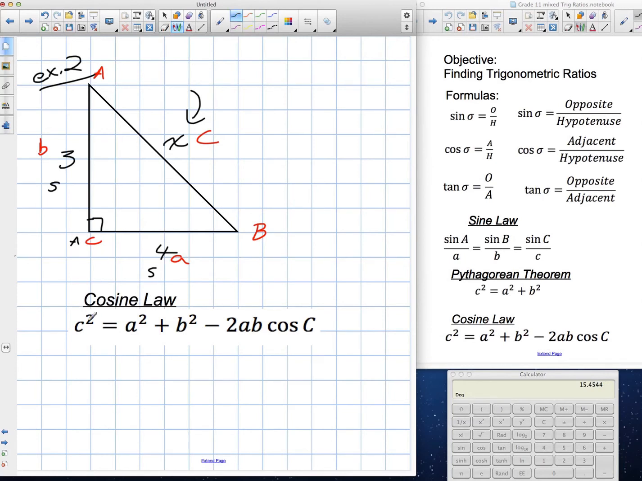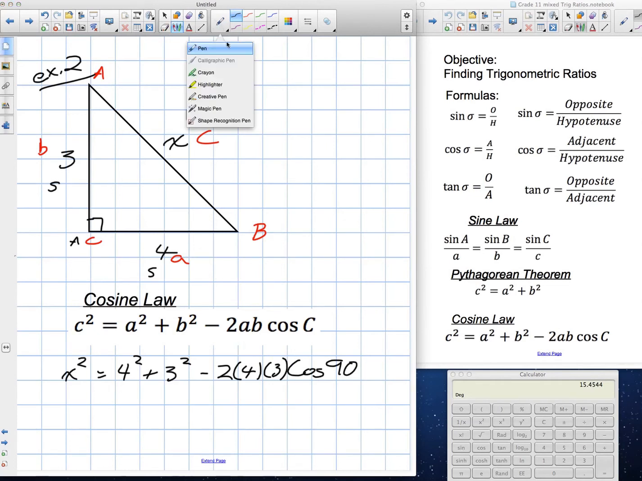We're looking for x. X is our c squared is equal to a squared, which is 4 squared, plus b squared, which is 3 squared, minus 2, a is 4, b is 3, cos C. Cos what? Oh, 90. Now, I'm going to draw your attention to this. Okay? What you guys tend to do is multiply this, and then you know that we have to multiply by cos 90. Okay? So I'll go about doing that.